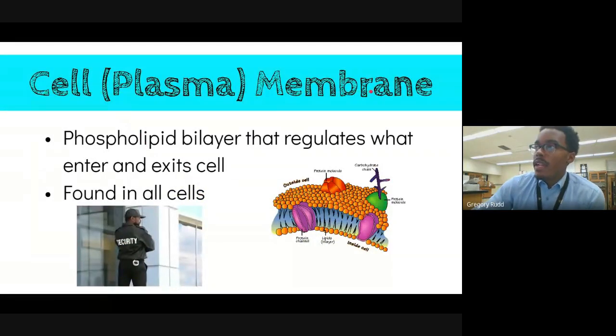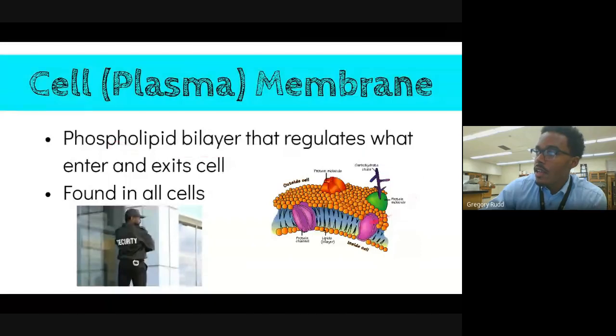The cell membrane can also be called the plasma membrane. So both of those words can be used, cell or plasma membrane, same thing. And we should also recognize this word, phospholipid, because that was an example of a lipid. So the cell membrane is made up of a phospholipid bilayer.